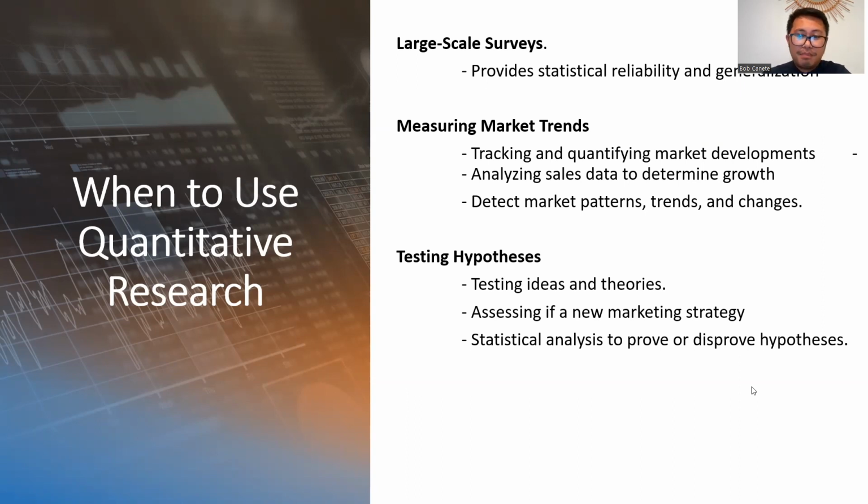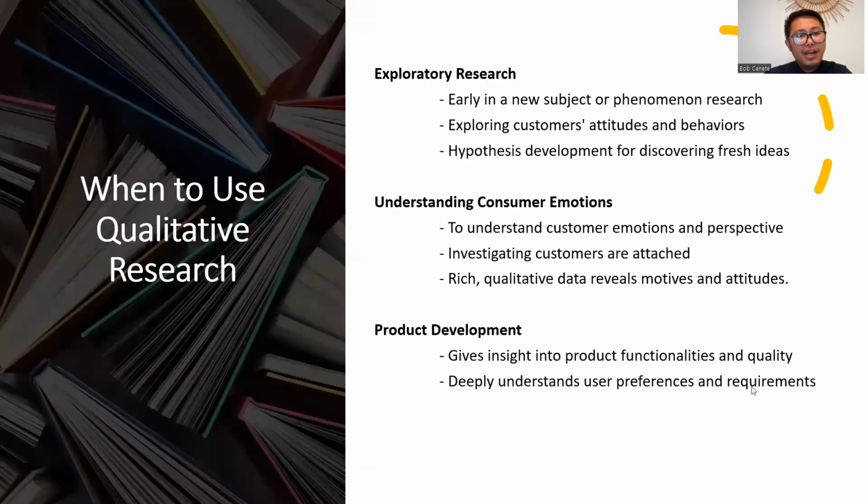So it begins with a hypothesis, it tests the data and theories, and then it assesses new marketing strategies based on the research and statistical analysis to prove or disprove hypotheses. Now, when are you going to use, for us, qualitative research? Qualitative research is mostly used for exploratory research, such as exploring customers' attitudes and behaviors. Why is it that this product is mostly sold? Because we have asked our clients and customers, and customers feel good about this product, something like that. So hypothesis development for discovering fresh ideas.